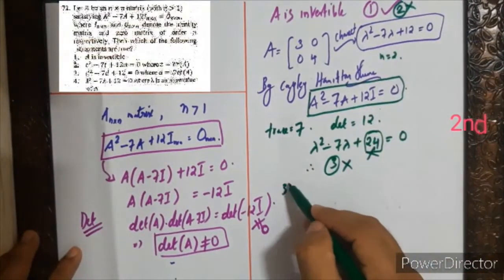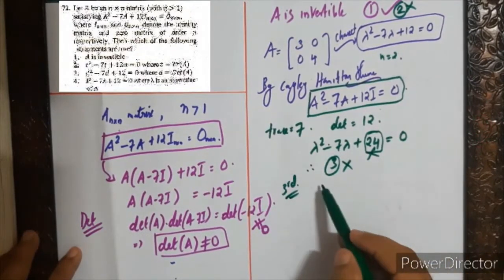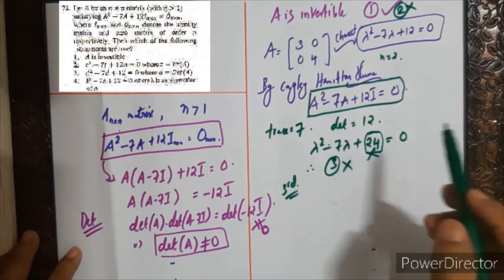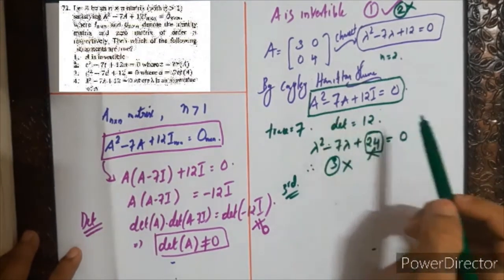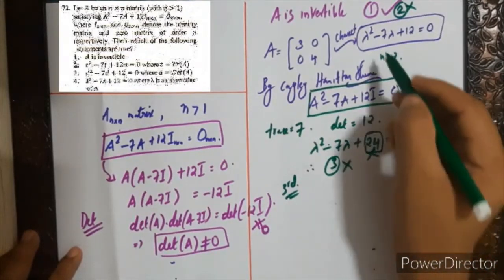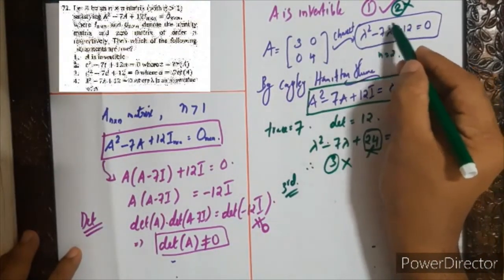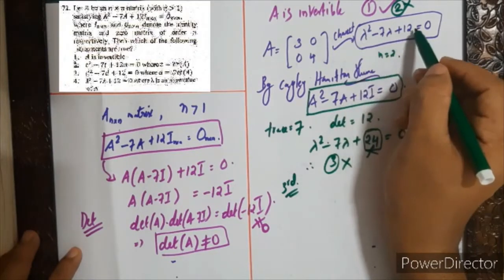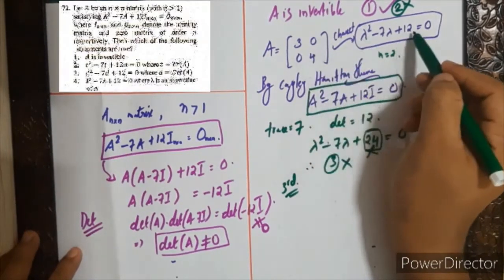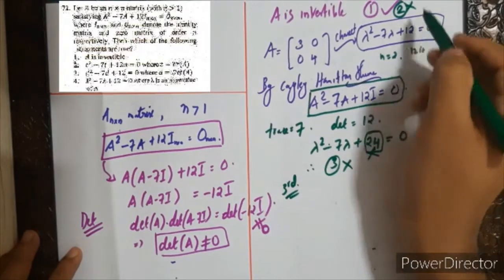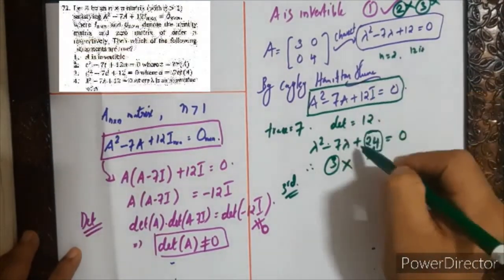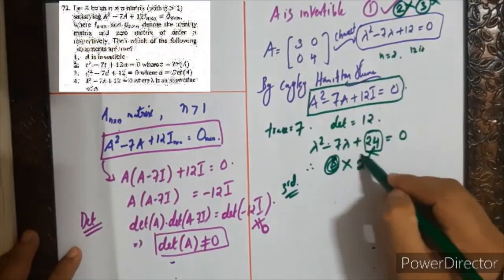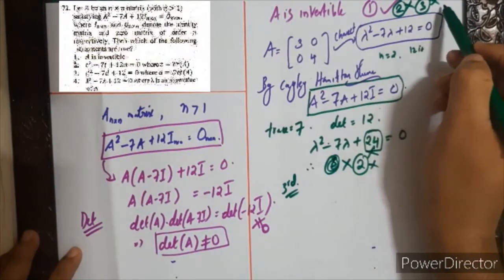And what about the third option? The third option is A square minus 7A plus 12. Here we have to check whether 12 is a root of this. But here already the roots are 3 and 4. So 12 is not a root. Therefore the third option is also false.